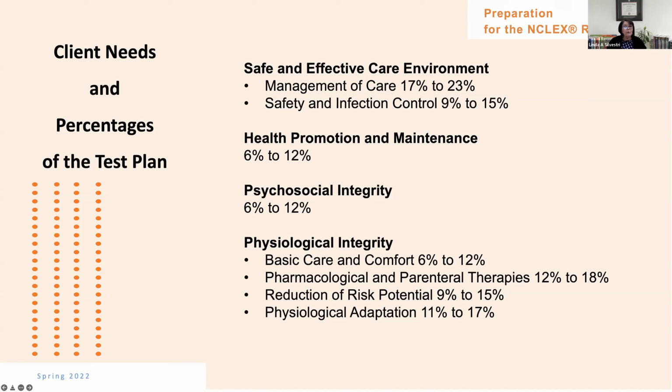You can see your health promotion and maintenance and psychosocial integrity are 6 to 12%. We'll talk about health promotion and maintenance. I think we have slides that talk a little bit more about that, and your psychosocial integrity. So, your mental health questions, you're not going to see so many of those. Some of you may not even see any. You might see coping questions rather than an actual mental health disorder question.